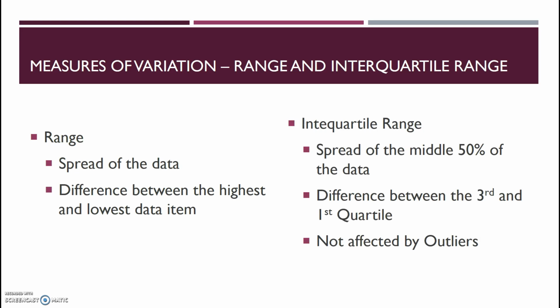The interquartile range looks at just the spread of the middle 50% of the data. So this is not going to be affected by outliers. We're just going to be looking at the middle section of the data. What is that spread? And when we have a box plot, it's very easy to find because the middle 50% is going to be the difference between the third and first quartile. So it's excluding any possibility of those really long whiskers.